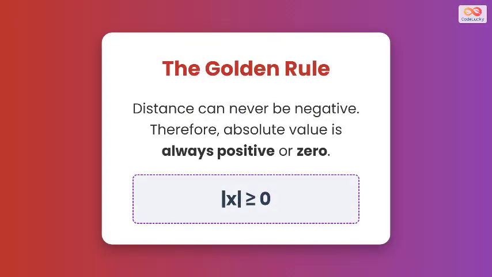This brings us to the most important rule of this topic. Distance can never be negative. Because absolute value measures distance, the result is always positive or 0. It takes any non-zero number and makes it positive.